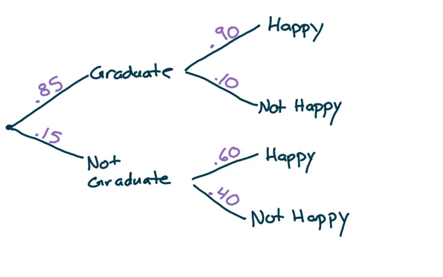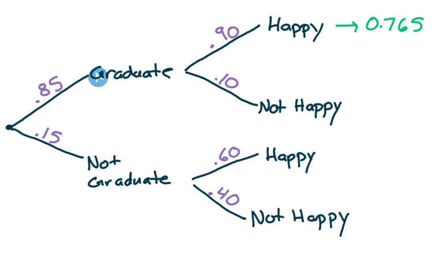Now, while our tree diagram is technically correct, we want these values off to the side, which is the probability of each branch happening. So the probability that they graduate and are happy. Remember, and means to multiply. So the probability that they graduate and are happy, I'm going to multiply 0.85 times 0.9, which means the value of this branch would be 0.765.